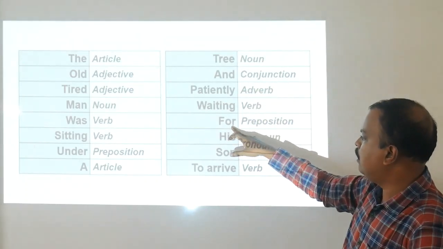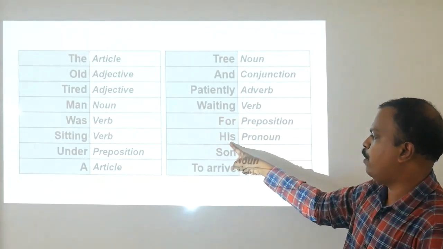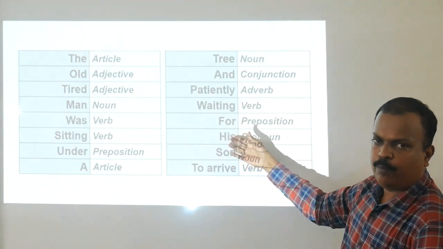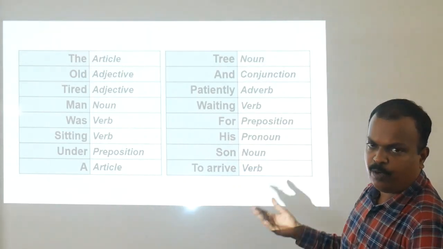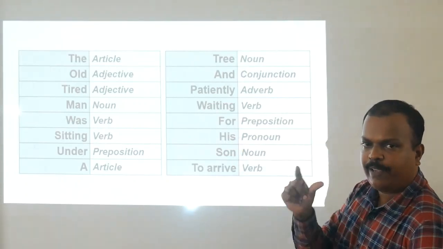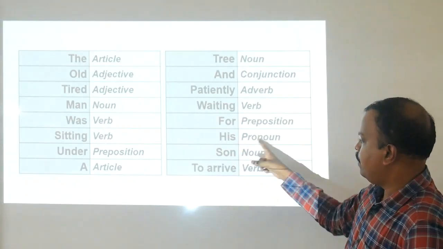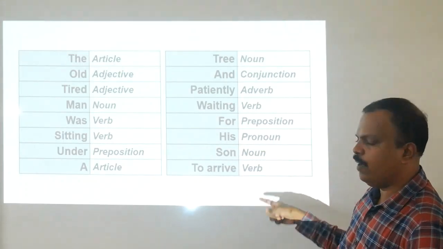Then we have for, just like under, it's a preposition. And his is a pronoun. Yes? We already know pronouns. Pronouns are very simple things in learning grammar. So his is a variation of he and his. So it's a pronoun. Son is a noun, to arrive is a verb.